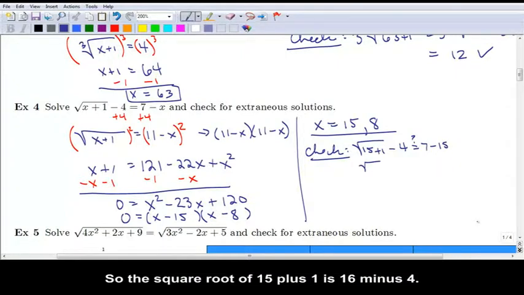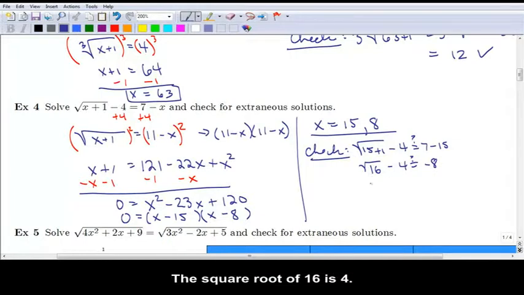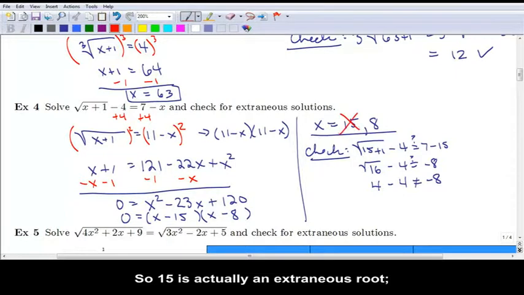So the square root of 15 plus 1 is 16 minus 4. Simplifying the other side, we get 7 minus 15 would be negative 8. Square root of 16 is 4 minus 4. This does not equal negative 8. So 15 is actually an extraneous root. It does not solve the equation.